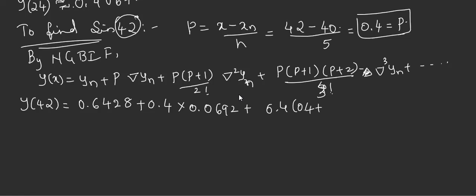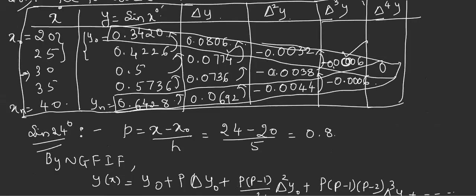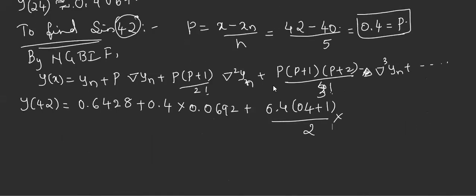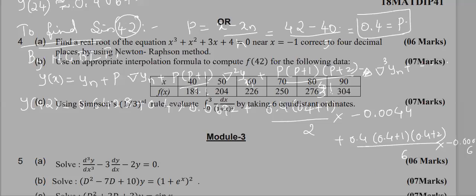P into P plus 1, divided by 2 factorial, which is 2, times delta square yn, the last entry in delta square: minus 0.0044. One more term: P is 0.4, so P into P plus 1 into P plus 2 divided by 3 factorial, which is 6, times the last entry: minus 0.0006. Yes, use it.